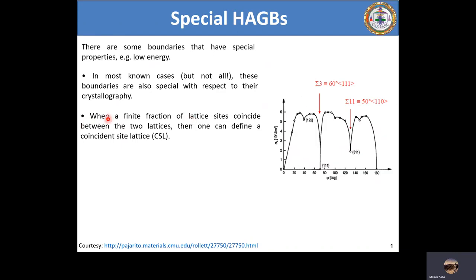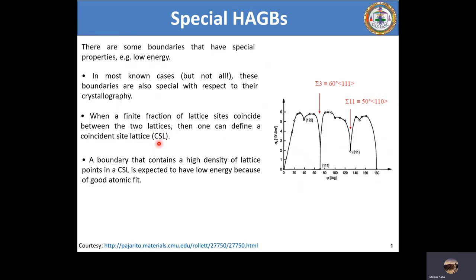So across a boundary, when a finite fraction of lattice sites between the two grains, or rather between the two lattices, coincide, then one can define it as a coincident site lattice, or a CSL. A boundary that contains a high density of lattice points in a CSL is expected to have a low energy because of the good atomic fit.